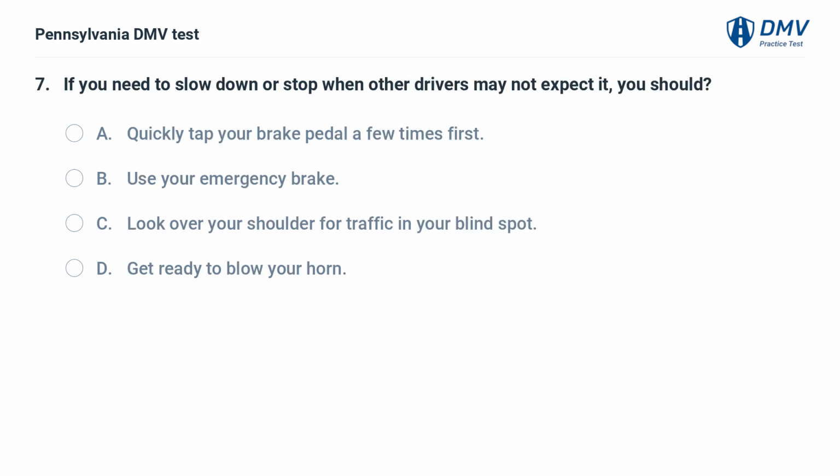If you need to slow down or stop when other drivers may not expect it, you should A. quickly tap your brake pedal a few times first. B. use your emergency brake. C. look over your shoulder for traffic in your blind spot. D. get ready to blow your horn.